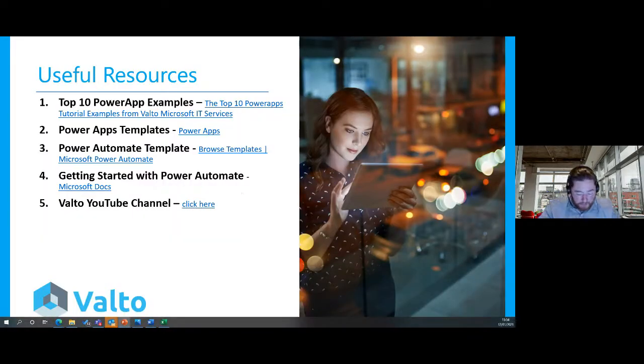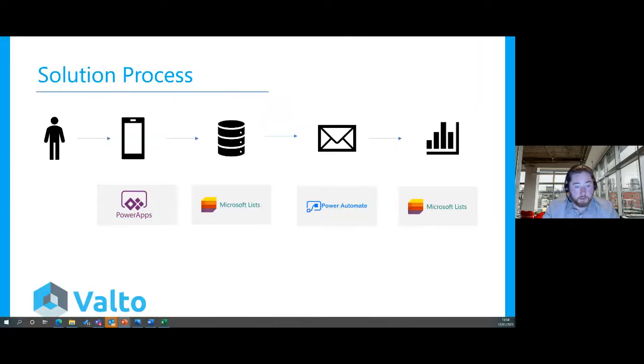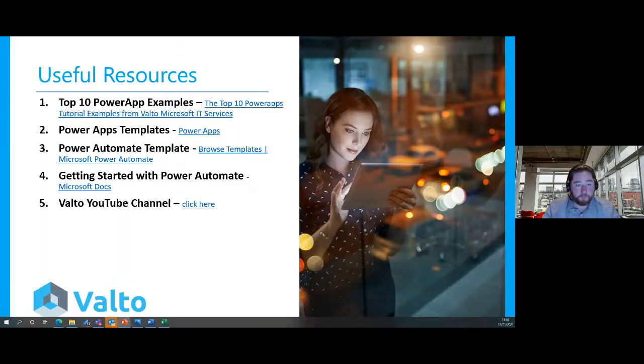So just as a quick recap, if I just go back to this slide, what we created: we created a PowerApp which replaced our paper-based process. We used Microsoft List as our database, which stored all of our data inside of it. We then used Power Automate to automatically send an email to somebody. And then we used Microsoft List to create views of our data, which we can then export into Excel for analysis purposes.